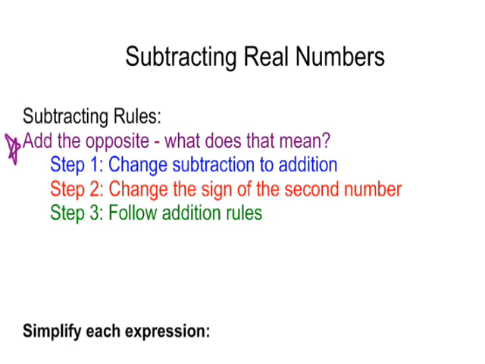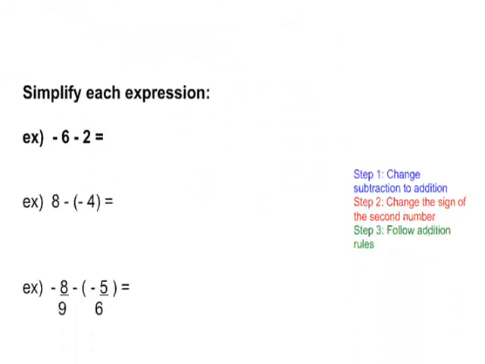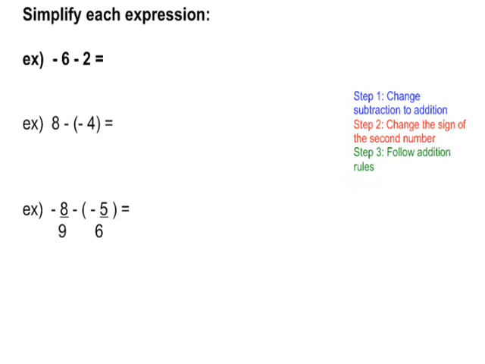With these things in mind, let's go ahead and look at our first examples here. Alright, so we're going to be simplifying these expressions. We are subtracting real numbers, and we have our steps over here to the side. So step 1 says we're going to be changing the subtraction sign to addition. So instead of thinking about this as negative 6 minus 2, I'm going to think about it as negative 6 plus 2. After I've done that, step 2 says to change the sign of the second number. So since 2 is positive, I want to make it turn into a negative. And I'll use some parentheses here to help me distinguish between my positive and negative.